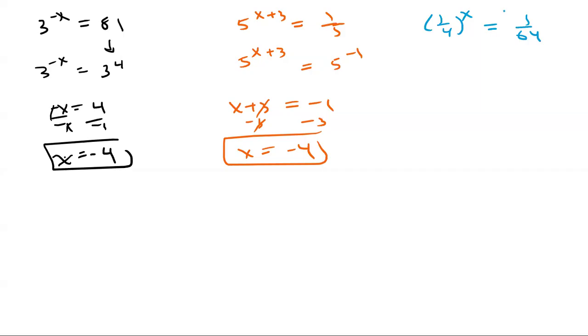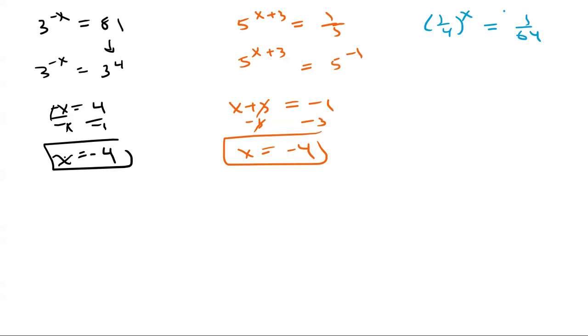Okay, so again, for the first one here, we had 3 to the negative x equals 81. We want to make the bases the same, so we need to rewrite 81 as 3 to the 4th. So now the bases are the same. We have 3, so then we can apply the theorem where we can just equate the exponents. So it'll be negative x equals 4. Then we divide both sides by negative 1, which gives us x equals negative 4.